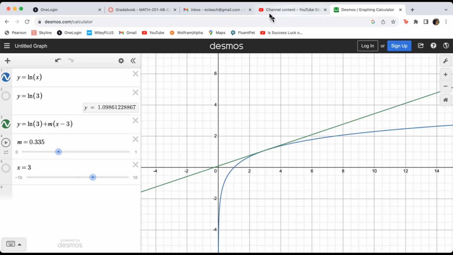So that's what we're trying to do. This natural log of 3 plus m times x minus 3, this is a line with the slope of m that contains the point 3 comma natural log of 3. So that's the point slope equation of the line.